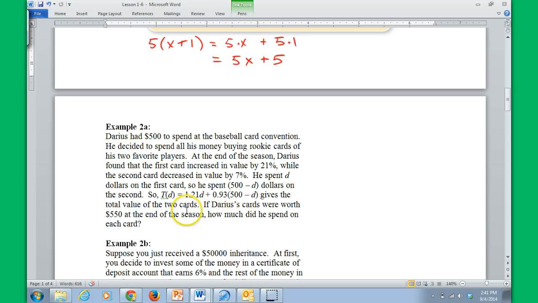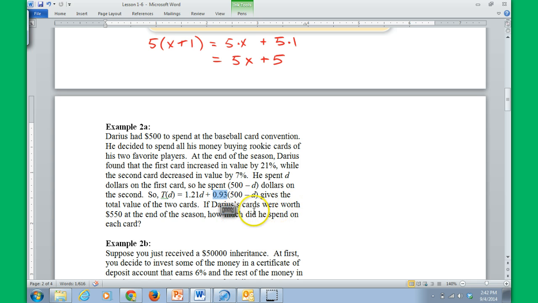Hopefully that's clear. Oh, I skipped something here. T of D equals 1.21D. Do you understand why they did this? So it's adding in value. If you have the whole value, that would be 1 plus 0.21. 0.93 is 1 minus 0.07. That's how they got that one.